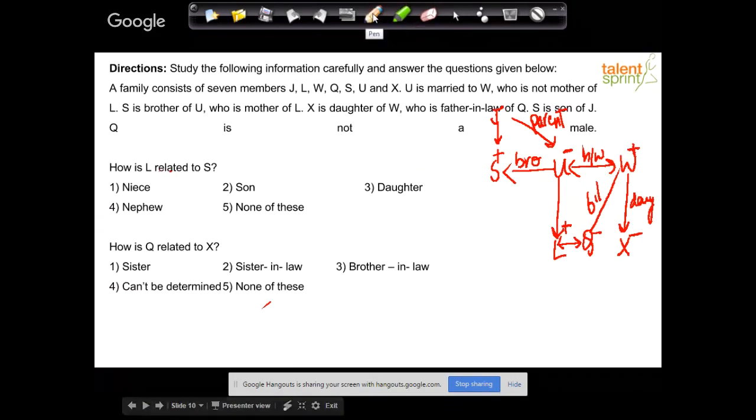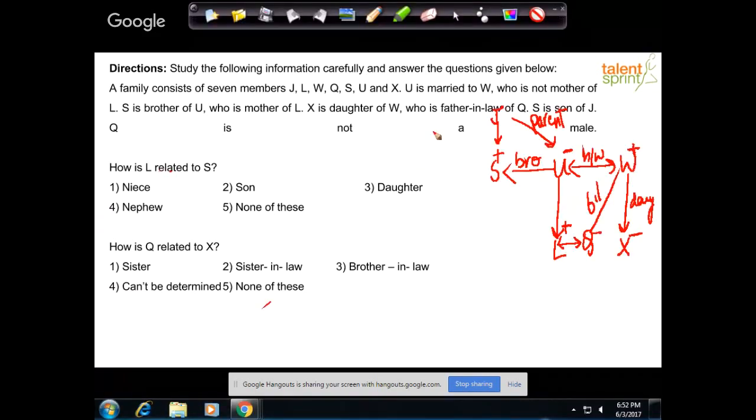The next 2 questions are again based on this diagram only. How is L related to S? Now we know L is male, S is male. They are of a different generation. S is the brother of L's mother. Therefore, L is actually the nephew of S, which means option 4.